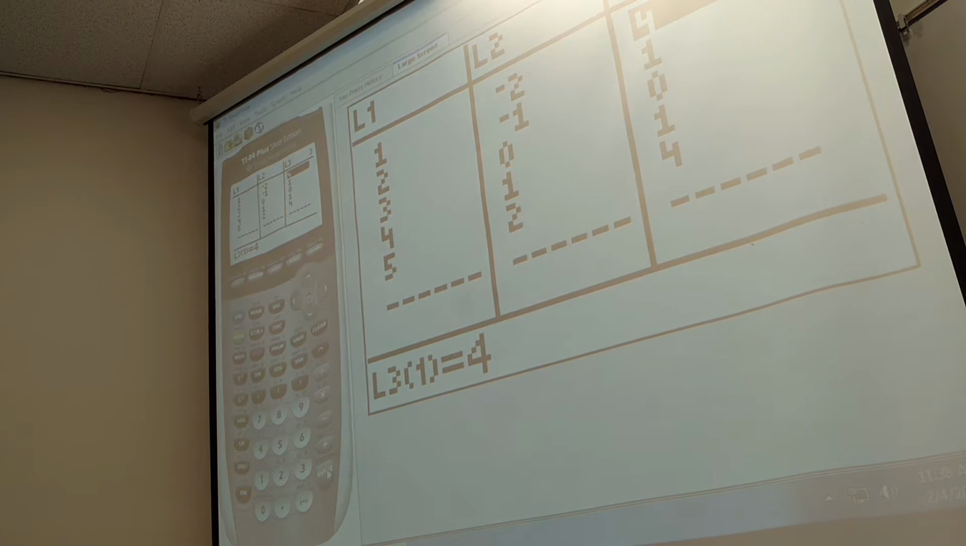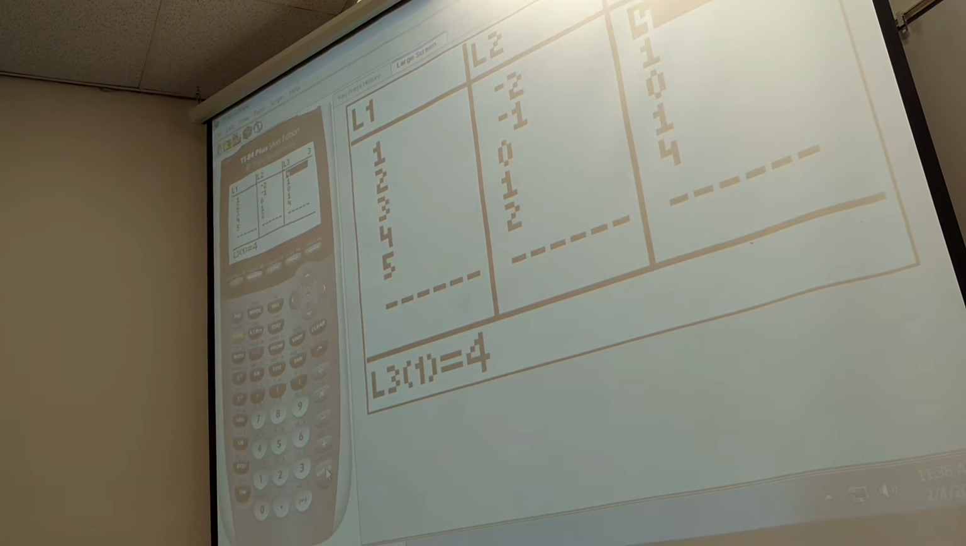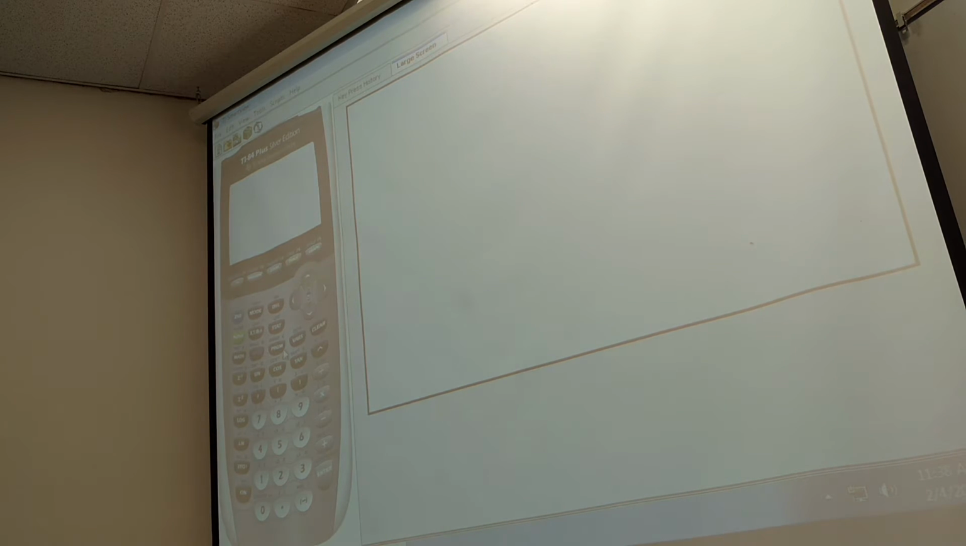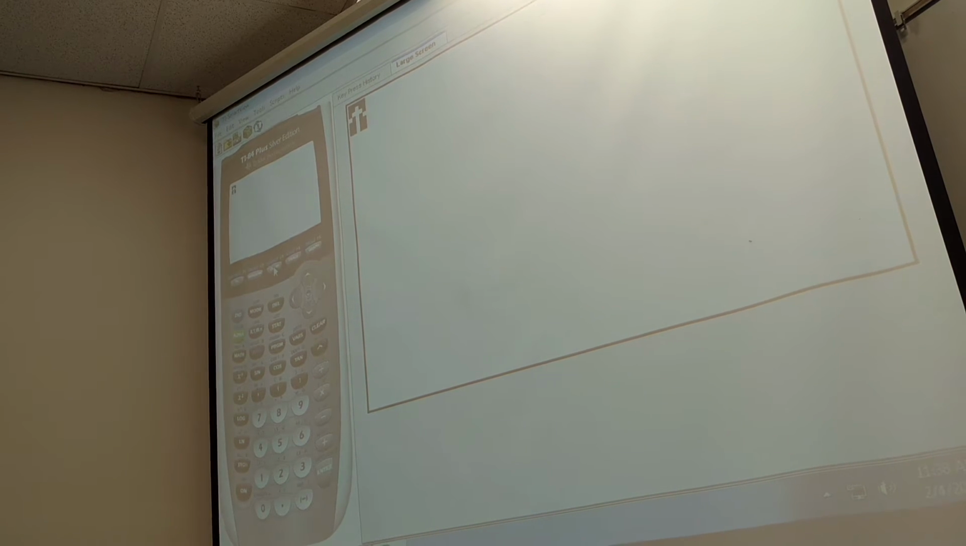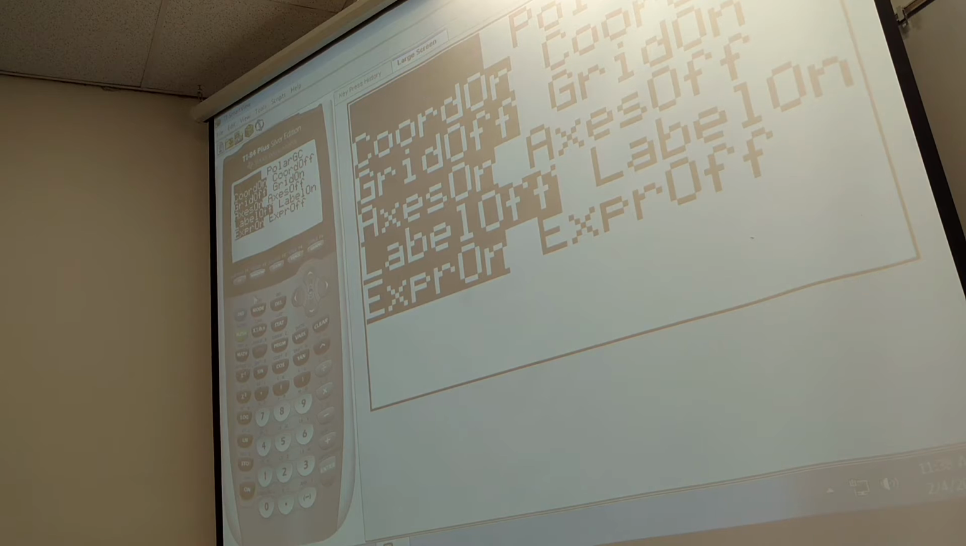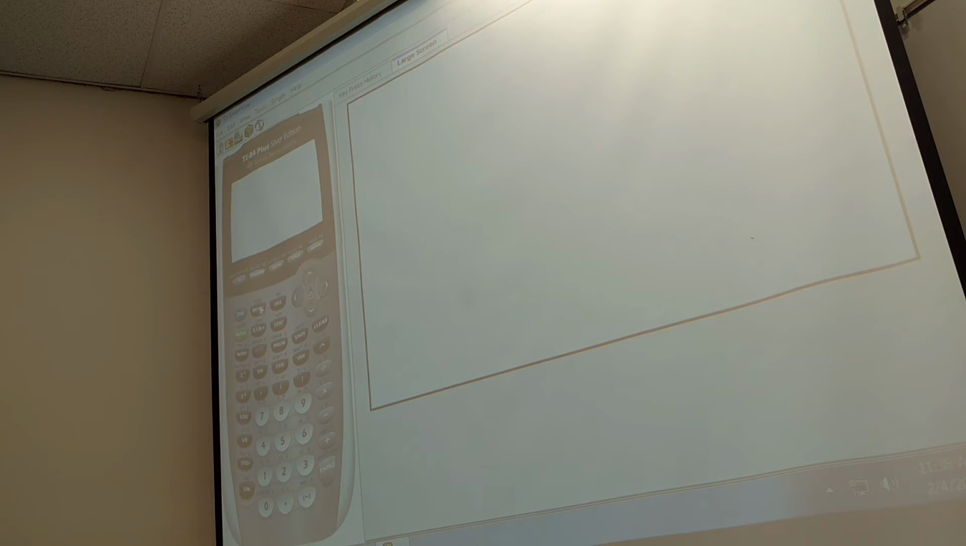Okay. And let me show you this last thing here. Hit second, quit, get out of there. And that's generally useful. If you hit something by accident, like, where the hell am I? Hit second mode to quit, and it takes you back to the blank. It takes you back to the home screen.